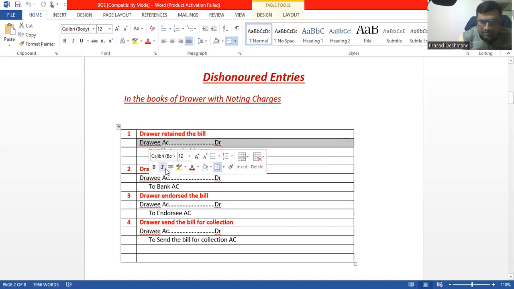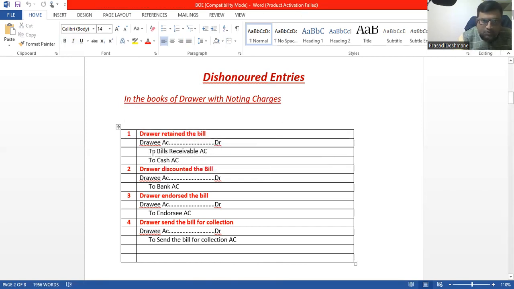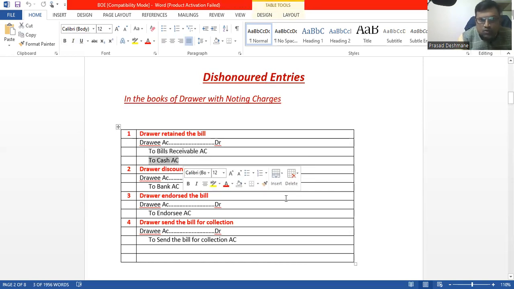So when the drawer retained the bill, what will be the entry? Drawee account debit to BR and to cash. This to cash is for noting charges. If there's no noting charges, we'll do the entry drawee to BR. But if you have noting charges, we'll write to cash as well.